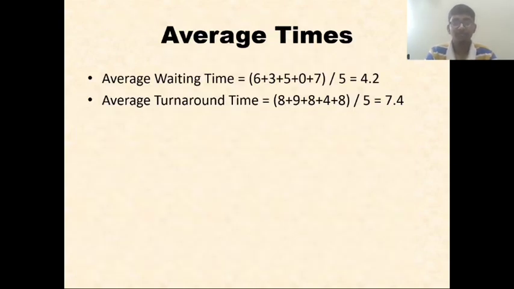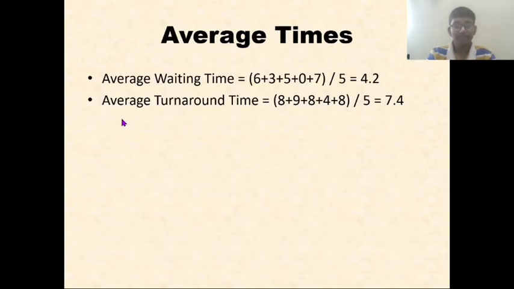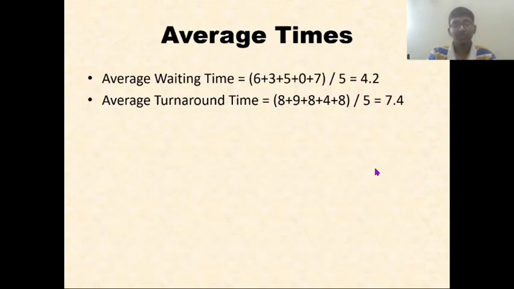Now let us see the average times calculation. Here average times are of two types: average waiting time and average turnaround time. The average waiting time formula is total waiting time divided by the number of processes. Here 5 processes are there, so divide by 5, and 6 plus 3 plus 5 plus 0 plus 7 is the total waiting time which we got in the output table. For average turnaround time, the formula is total turnaround time divided by 5. Here 8 plus 9 plus 8 plus 4 plus 8 is from the output table. And there are 5 processes, so divide by 5. The respective results are 4.2 and 7.4.